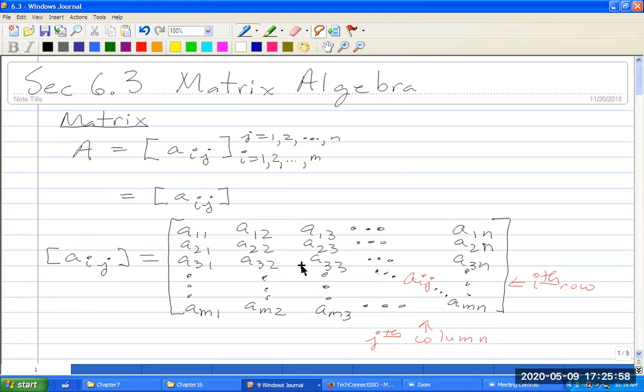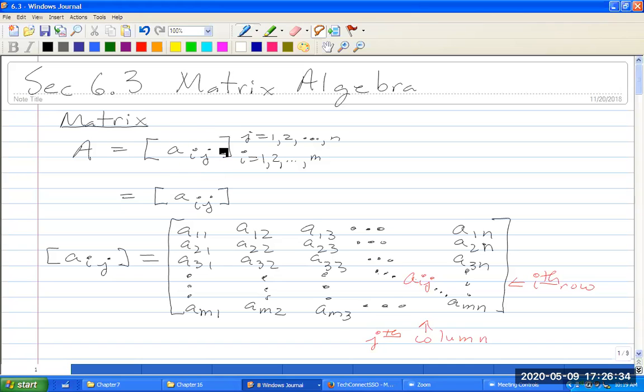Matrix algebra. In this case, we're actually going to look at matrices. Rather than using matrices notationally like we did in section 6.2, we'll actually use matrices to solve systems of linear equations. A matrix A is an array of numbers.